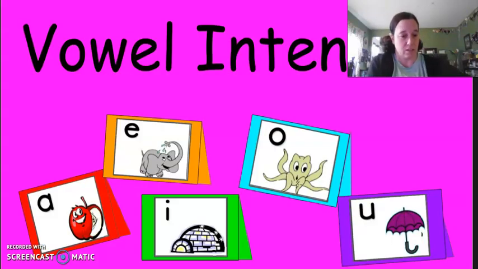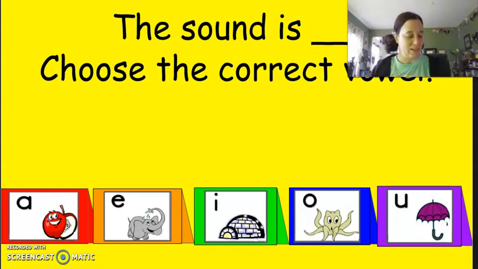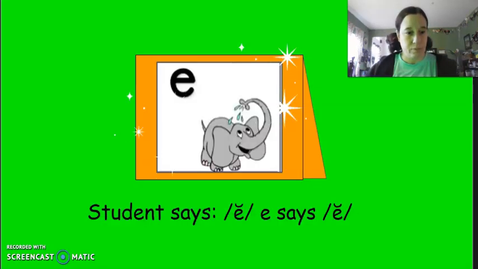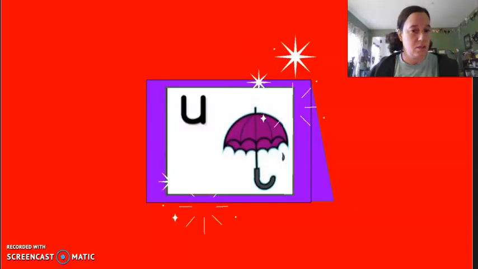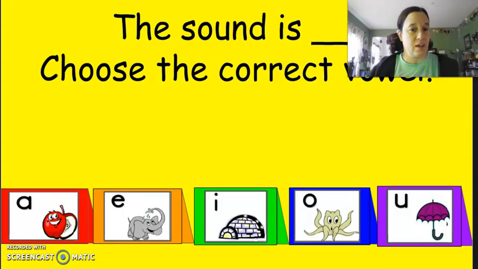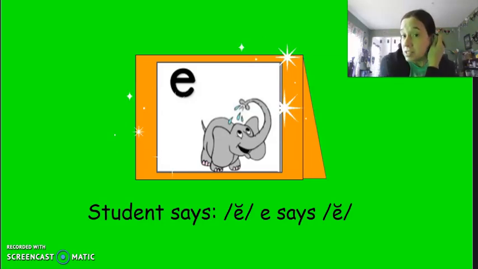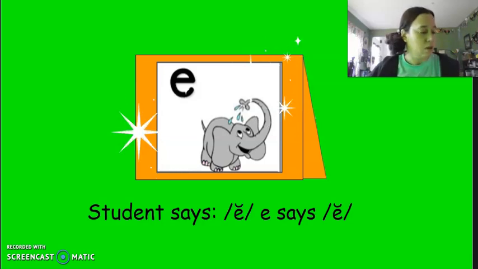Alrighty, vowel intensive. So go ahead and get out your vowel sticks. If you need to pause, you can to get them. And we will get started. All right, the sound is eh. E says eh. The sound is uh. U says uh. The sound is eh. E says eh. I'm going to not give you guys the visual cues for these because I want to really see if you can hear them now.